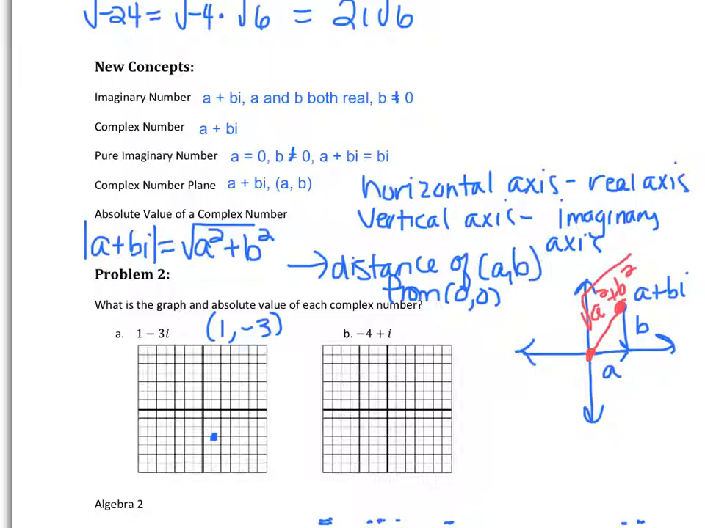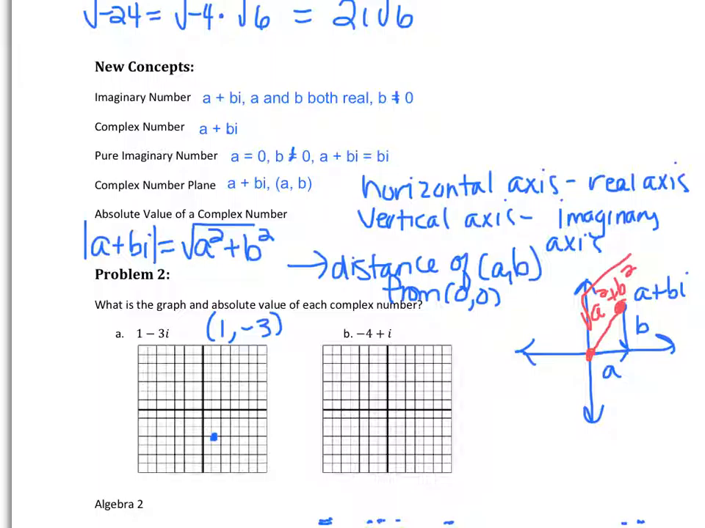Can we show them what problem letter B is? It's -4 plus i, and they want us to find the absolute value. So how about if we find the absolute value of A also, since we plotted it? Do you want to talk us through how we're going to do that?